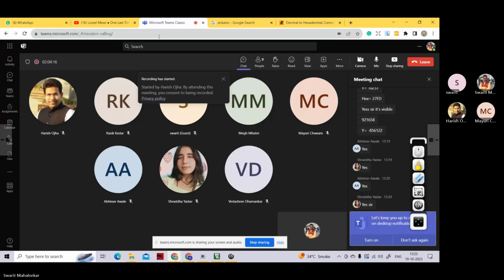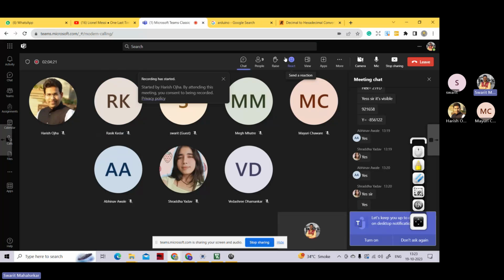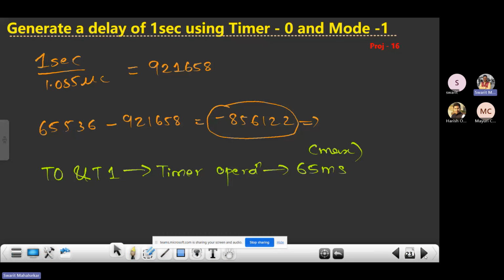Yes, sir. Okay, great. So now what we'll do, we'll again take a break of 2 minutes, and then we'll see the LCD, how exactly we are going to interface the LCD with 8051. So now the next topic will be LCD.